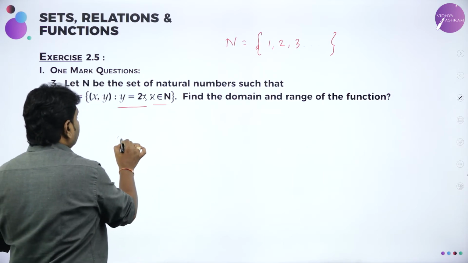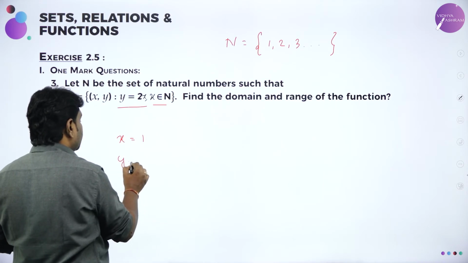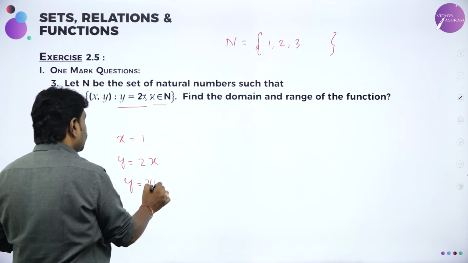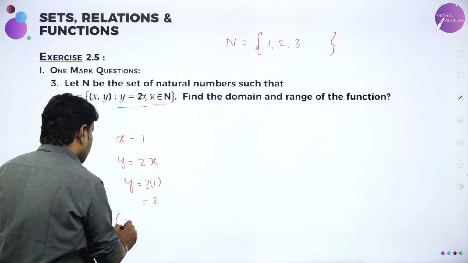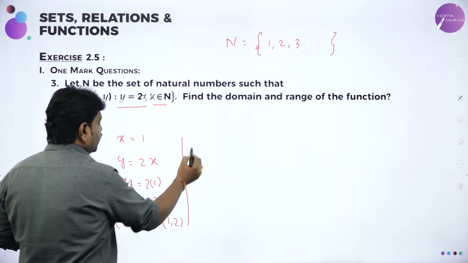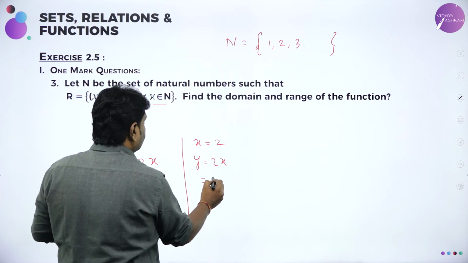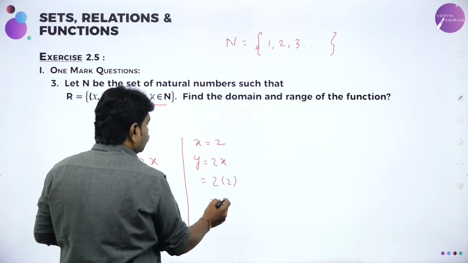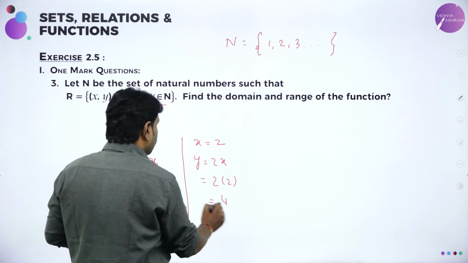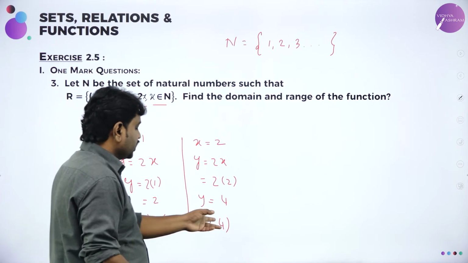X value is a natural number, so x can take 1, the first natural number. Y is 2x, they give the y formula also. So y will become 2 into 1, which is 2. Now you write it as an ordered pair, x y: x is 1, y is 2. Similarly, if I take x is equal to 2, the y formula is 2x, so in the place of x put 2. First natural number is 1, then 2; 2 2s are 4. Now apply common sense: 2, 4, so y is a multiple of 2.